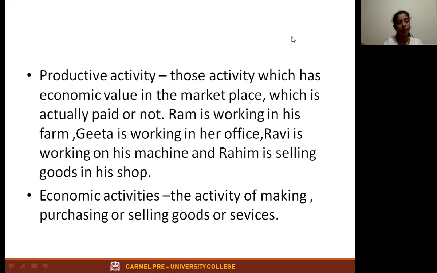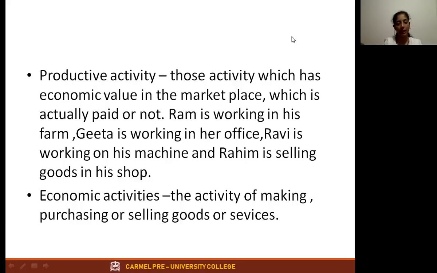So what is this productive activity? Productive activities are those activities which have economic value in the marketplace, whether they are actually paid or not. Let me give you an example. I'll be working at a farm, and I get a yield after 6 months. You can ask me, ma'am, is what we are doing today a productive activity or not? Yes, it is a productive activity, whether it is paid or not.